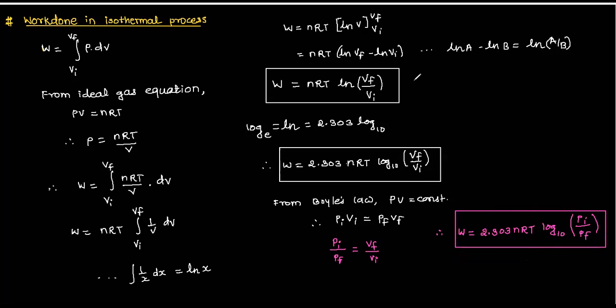So you can give this as equation number 1, this one as equation number 2, and this one as equation number 3. Clear? Understood? Very simple. This work done, they may ask you for 4 marks also. Keep it in mind. This work done formula is very important. Okay, finished.